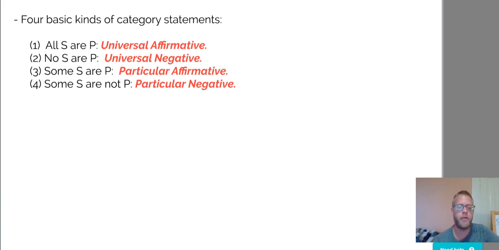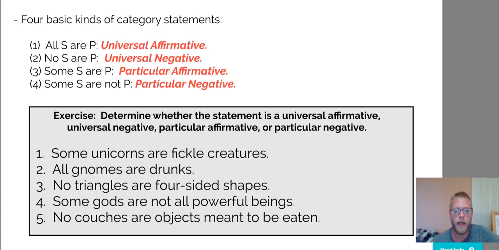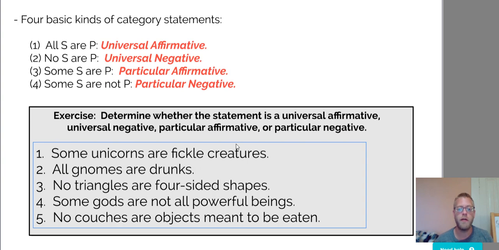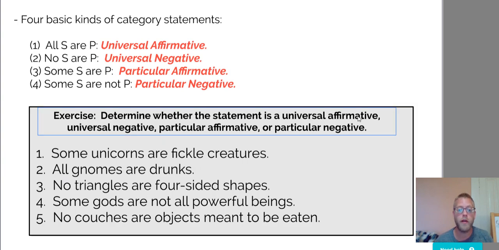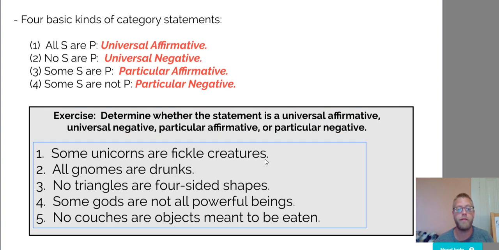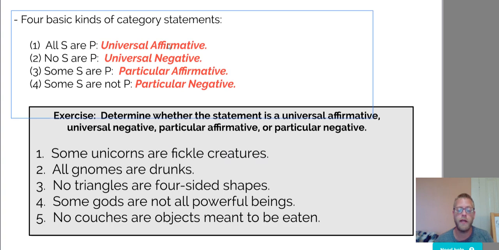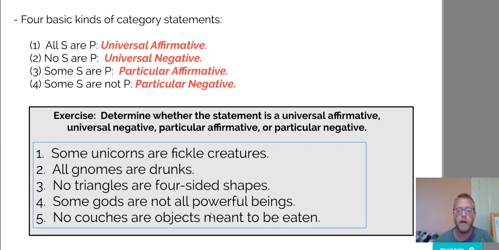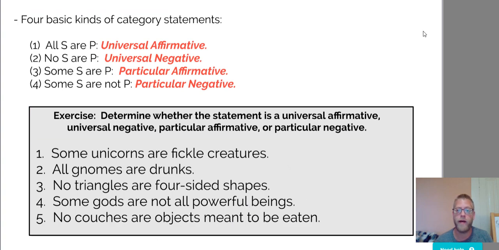Now we haven't gotten into arguments at all yet, of course, but I think it's nice to know that everything that we're going to do is going to rely on these 4 kinds of statements, right? So just wrap your head around those. And as practice, here's one of the exercises that you're going to do. Some unicorns are fickle creatures. Is that a universal affirmative, universal negative? Is it a particular affirmative or a particular negative? Well, just go through each of these statements and then look up here to see what they match. Right? So you'll hopefully quickly be able to identify all 4 of these.